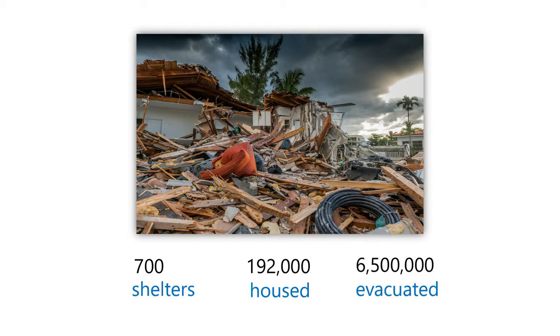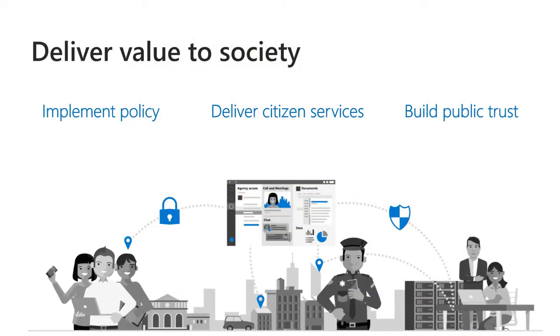And so this image represents how real the work done by government agencies all around the world is, and how many lives you touch. Working in the government, your aims are different from those of businesses. You're not striving to take care of the bottom line or the top line, but you are trying to deliver value to society. And that involves implementing policy, delivering citizen services like fire brigades or law enforcement, but also building public trust, which is key in today's world.